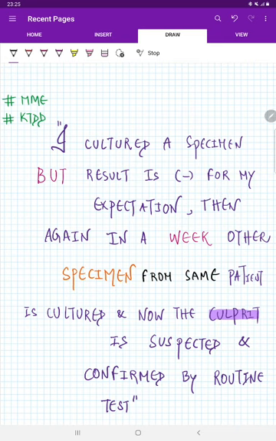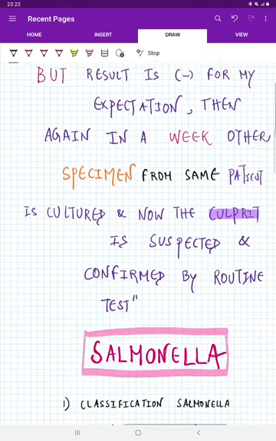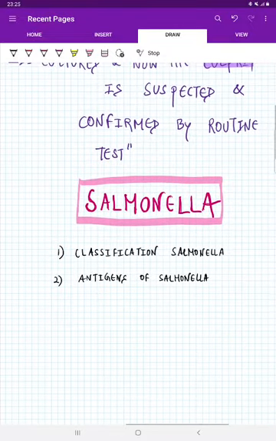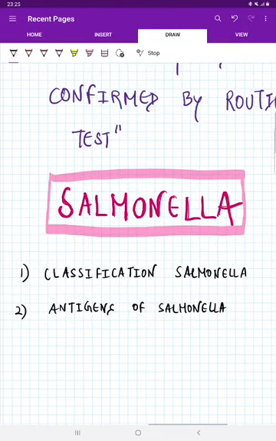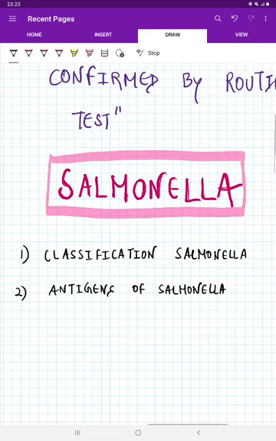Then again, in a week, another specimen from the same patient is cultured, and now the culprit, the bacteria, is suspected and confirmed by routine test. Did you guess that bacteria? If you guessed the bacteria as Salmonella, your answer is correct. Yes. Welcome to the discussion on Salmonella. In this video, part 1, we will be discussing the classification and antigens of Salmonella.